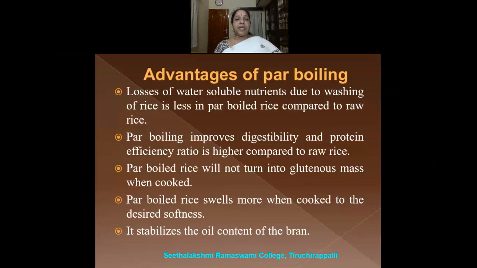Parboiled rice will not turn into a glutinous mass when it is cooked. When we cook the parboiled rice, they will not turn into a solid mass. It won't get mushy. And they'll be grainy in appearance. The consistency will be cooked when the rice is parboiled.